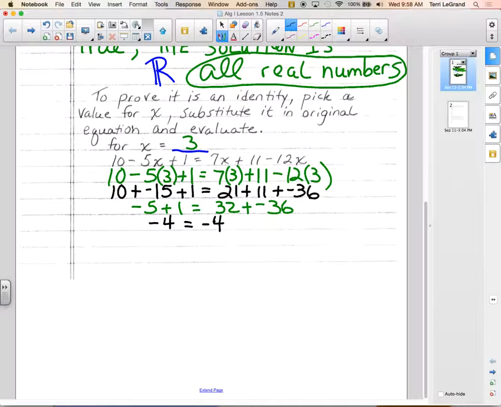So I used x equals 3. I got negative 4 equals negative 4. It checked out. x equals 3 is the solution. Would you try the parent group? I did 1. You did 1. And what did you end up with when you did x equals 1? 6 equals 6.